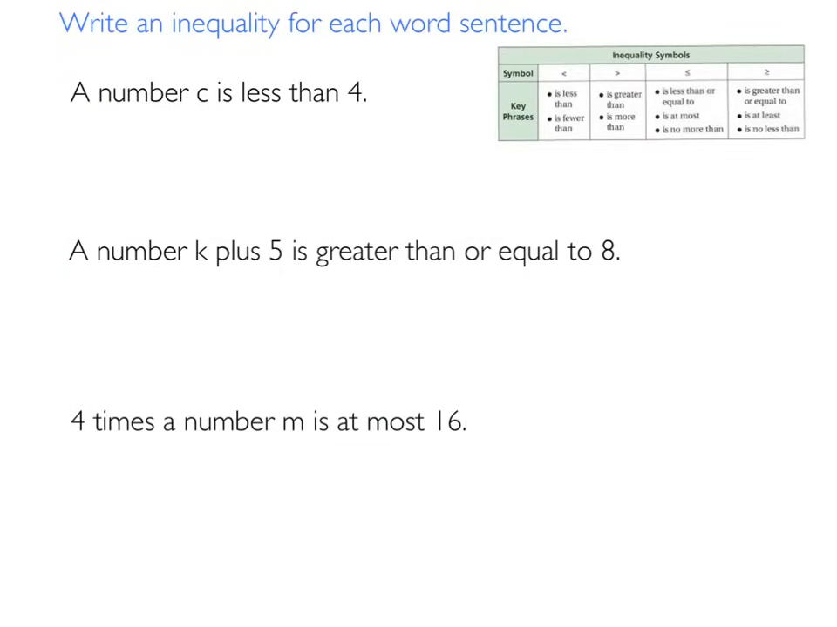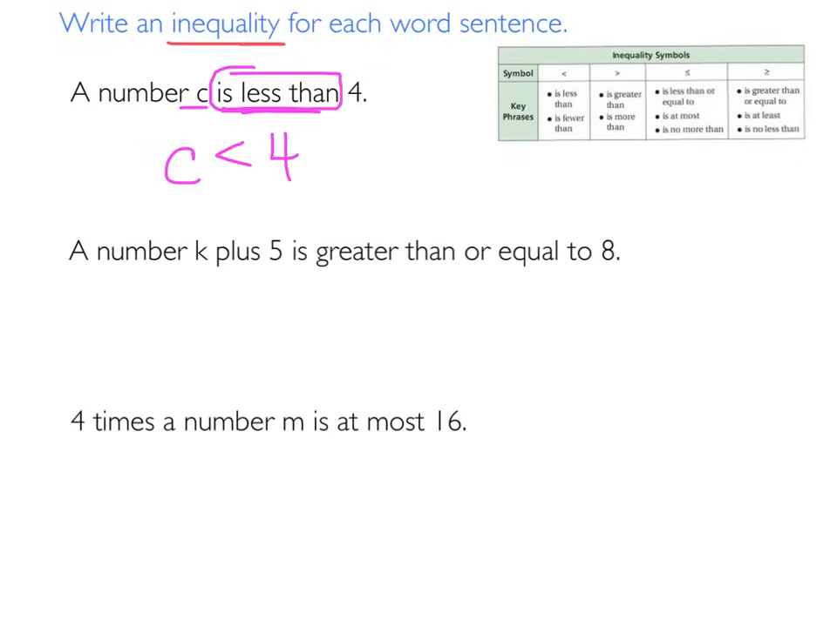Today we're going to write inequalities for each word sentence. In the past we did it with expressions. Now we're going to write an inequality. Let's read through this. It says a number C is less than 4. Is less than is a key word. We used to think less than just meant subtract, but if it says is less than, that's a key word. If you need to, go look at your chart. Is less than, there's the symbol. So it says C is less than 4. That's my inequality.